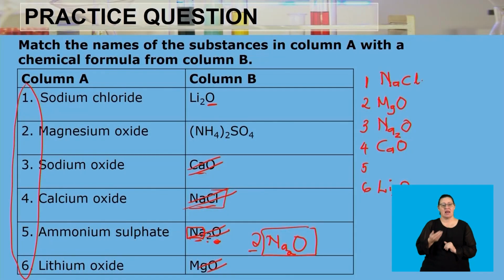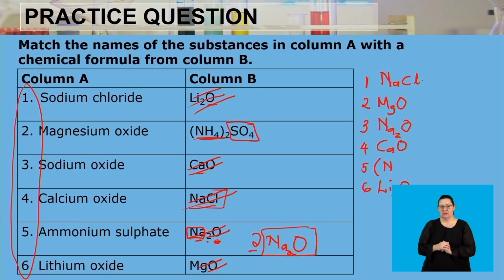They have a specific ratio. Then which leaves us with the odd one out, the ammonium sulfate. We know that this is the chemical formula for ammonium, and this is our sulfate. Our SO4 is sulfate. So that tells us that number 5, ammonium sulfate, is this.